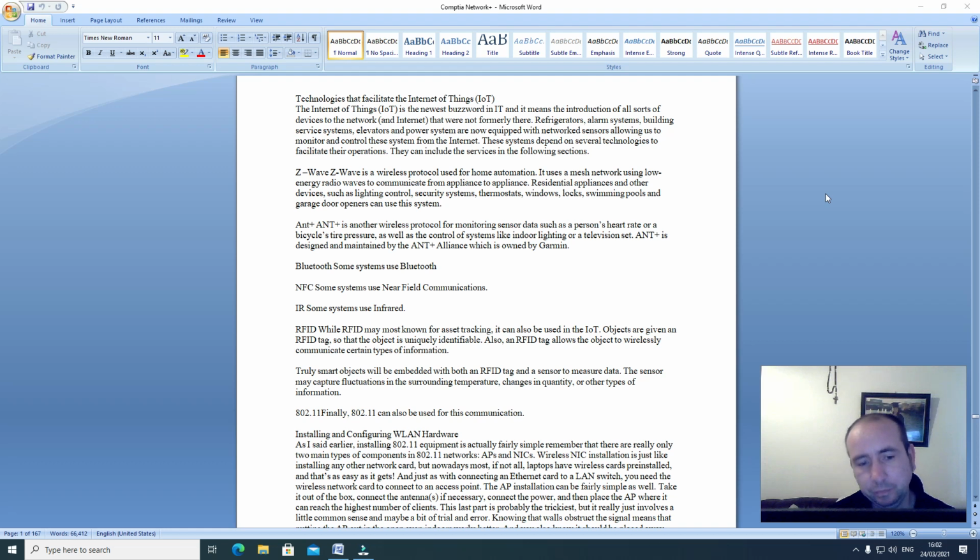RFID. While RFID may be most known for asset tracking, it can be used in the Internet of Things, IoT. Objects are given an RFID tag so that object is uniquely identifiable. Also, an RFID tag allows the object to wirelessly communicate certain types of information. Truly smart objects will be embedded with both an RFID tag and a sensor to measure data. The sensor may capture fluctuations in the surrounding temperature, changes in quantity and other types of information. 802.11. Finally, 802.11 can be used for this communication.